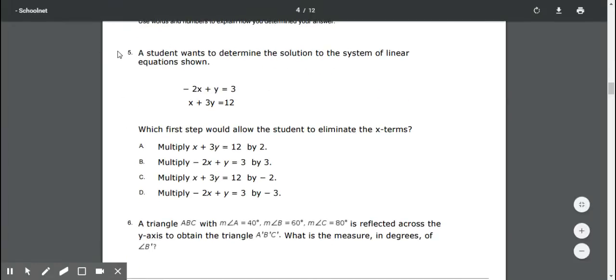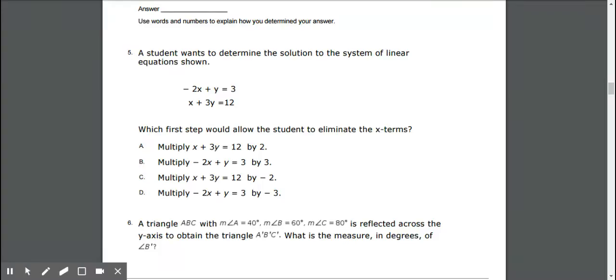Question 5. A student wants to determine the solution to the system of linear equations shown. Negative 2x plus y equals 3. x plus 3y equals 12. Which first step would allow the student to eliminate the x terms? A. Multiply x plus 3y equals 12 by 2.